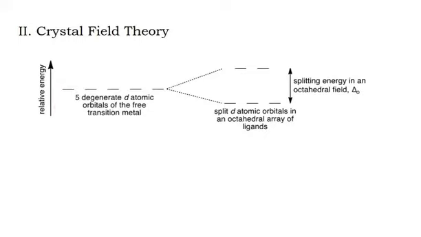In the presence of an octahedral array of ligands, like we have in the two compounds that you synthesized, these 5 degenerate atomic orbitals get split into 2 groups. A couple of the orbitals move to a higher energy than the original energy of the orbitals, and then the remaining 3 orbitals shift to a lower energy. So now we have 2 sets of orbitals at different energies.